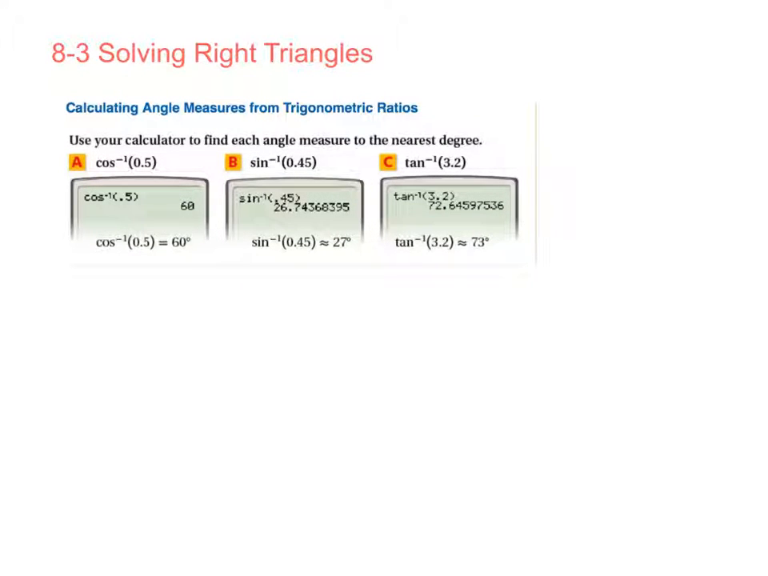This is 8-3 solving right triangles. The first thing we need to be able to do is know how to use our calculator to find inverse of the trig function. So inverse cosine of 0.5 is example A.